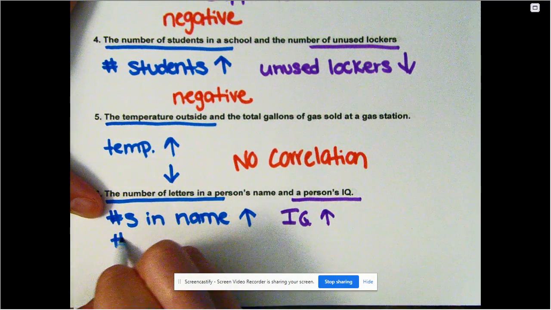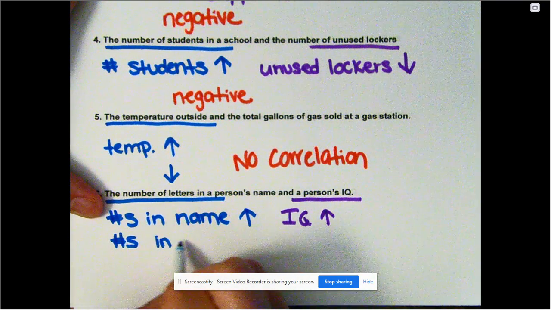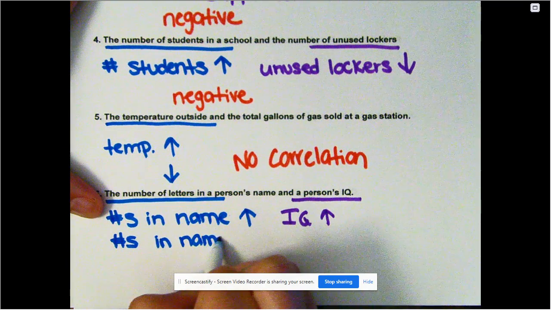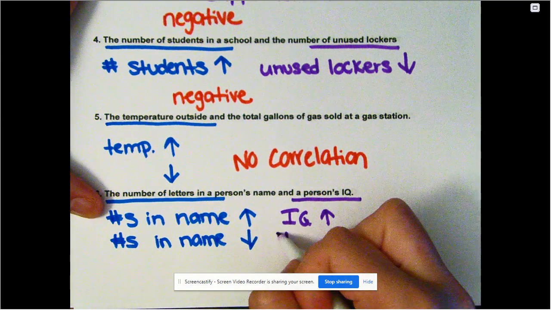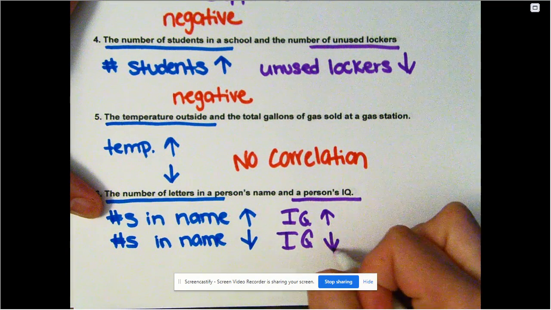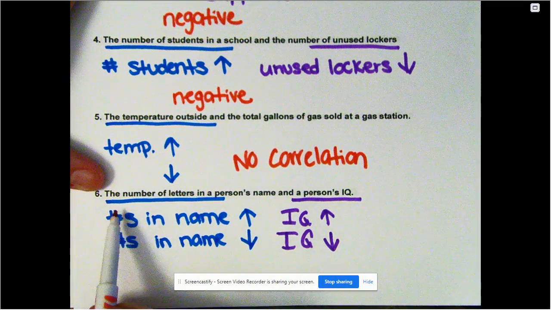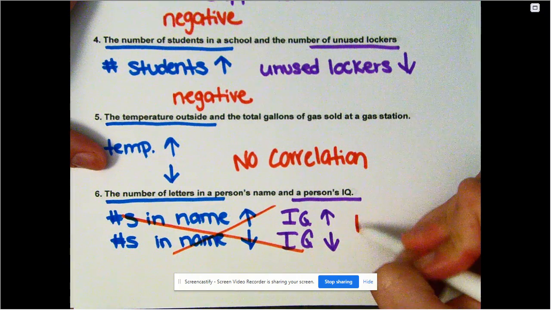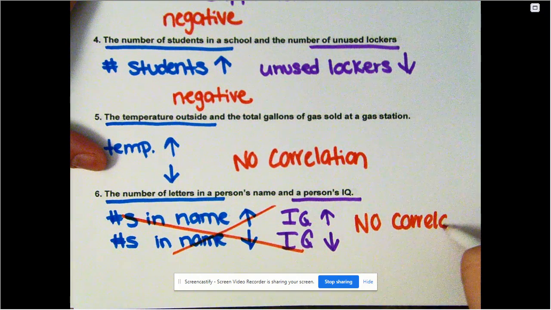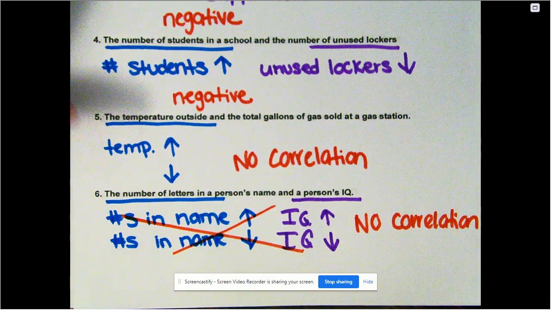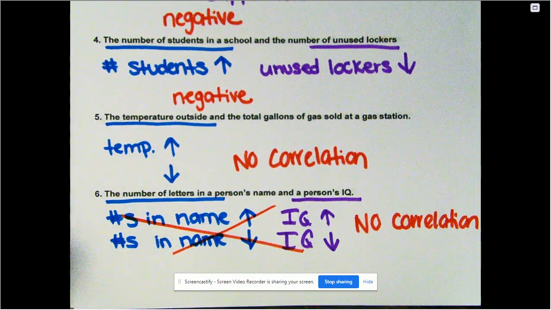Okay, what if somebody's letters in the name is low? Because you have fewer letters in your name, that means that your IQ is lower? No, I don't think these have any correlation. So these are no correlation. There is no association. Just because you have more letters in your name does not make you have a higher IQ than somebody else. Just because you have fewer letters in your name does not make you have a lower IQ than somebody else.